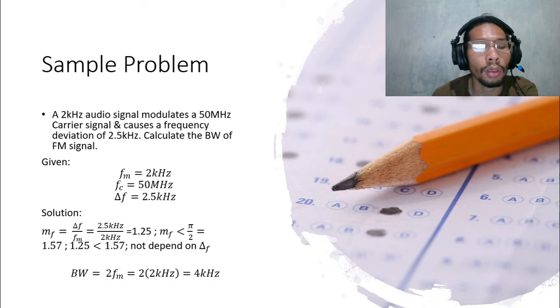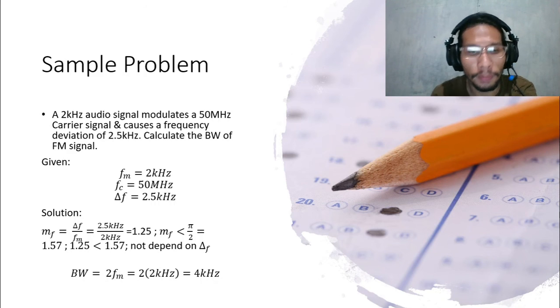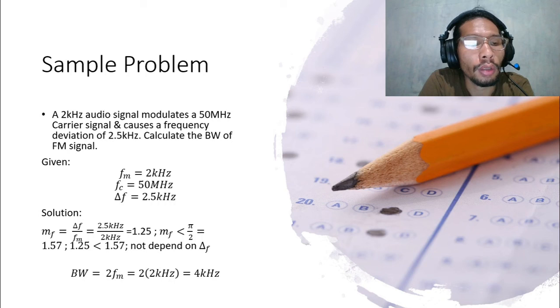First we need to determine the modulation index to decide if we need to use Carson's rule using the frequency deviation or the original bandwidth equation. The modulation index of this problem is equal to the frequency deviation over the modulating frequency, that is 2.5 kilohertz over 2 kilohertz, and the resulting modulation index is 1.25.